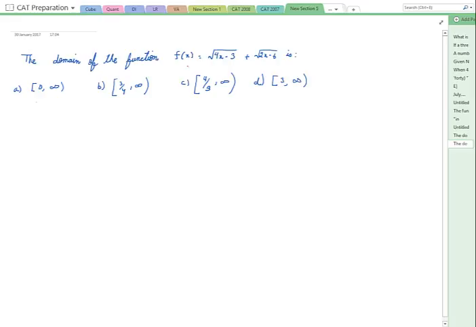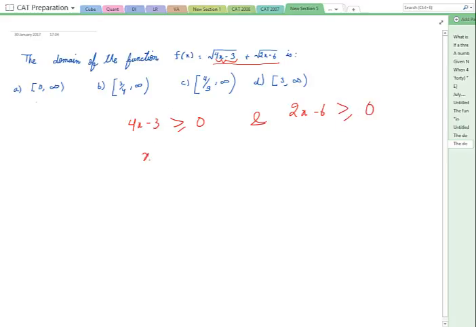Here we need to find the domain of the function provided. That is, for what values of x will the function be defined? Since there is an under root sign, we know that the stuff beneath the under root sign cannot be less than 0. So 4x minus 3 has to be greater than or equal to 0, and 2x minus 6 has to be greater than or equal to 0.